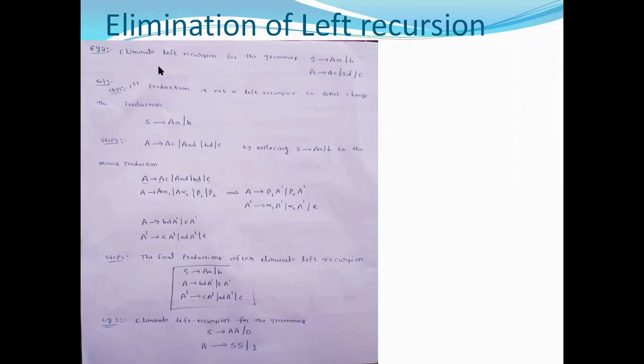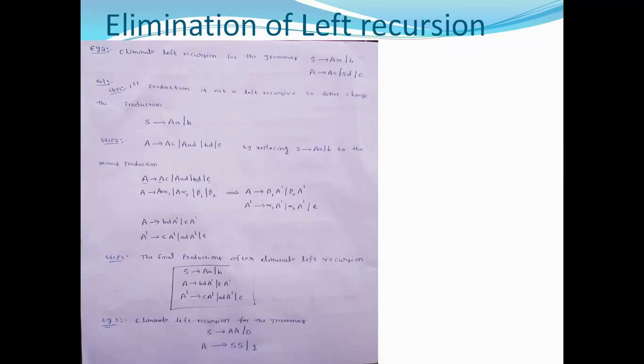So eliminate left recursion for the grammar. In the previous slide we discussed the same grammar, that is S is production with A small a or B, and A is production with capital A small c, capital S small d, and epsilon. So this is the given grammar. We have to eliminate the left recursion.